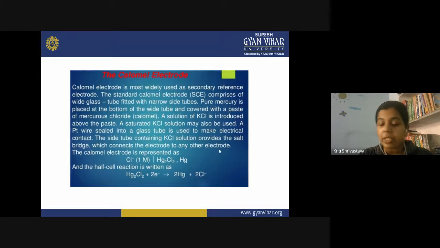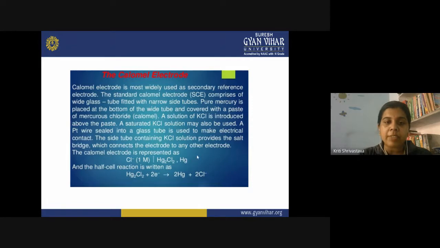electrode, because basically you have to connect your reference electrode to some other electrode which is working like an indicator electrode. So for providing that contact, your KCl solution is behaving like a salt bridge.